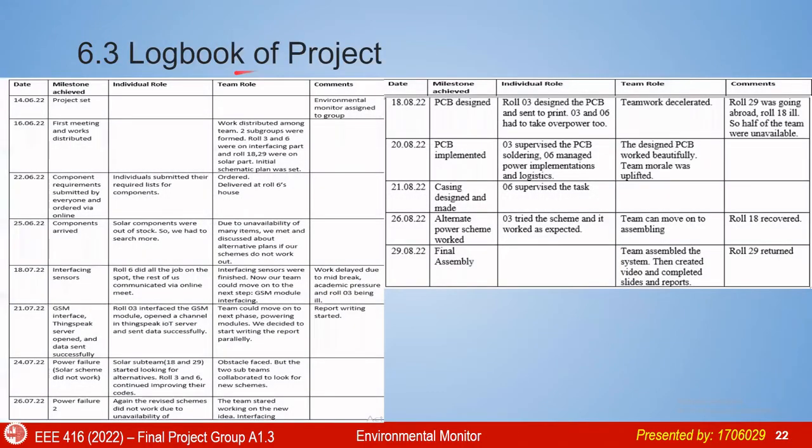If we take a look into the logbook of the project, after the initial final project selection, we tried to distribute ourselves into 2 different subgroups with dedicated workloads. After gathering the components, we tried to implement our work. By July, the GSM module was almost done. But our initially discussed power scheme, the solar scheme, didn't synchronize with our system. At first, we tried to revise the scheme and implement it in our design, but it didn't work due to the unavailability of some components.